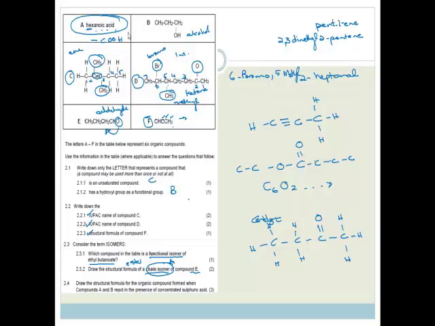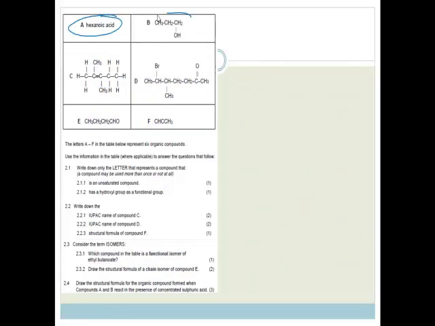Now it says draw the structural formula for the organic compound formed when compounds A and B react in the presence of sulfuric acid. So I'm going to erase this because I need the space. So we're adding hexanoic acid to an alcohol. So when you have a carboxylic acid and an alcohol mixed up, we get an ester plus water. Okay, so this alcohol's got 1, 2, 3, so that is going to be propanol, right? So they want us to draw the structural formula for the compound that's formed. So this bit here is propanol, and this is hexanoic acid. So what are we going to end up with? We're going to end up with propyl hexanoate.